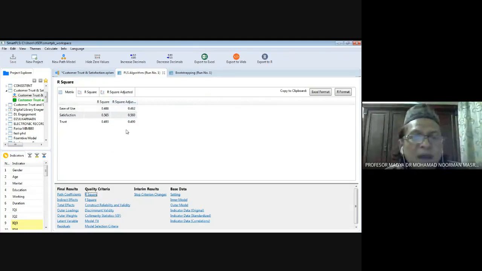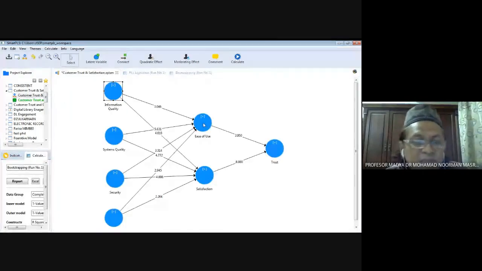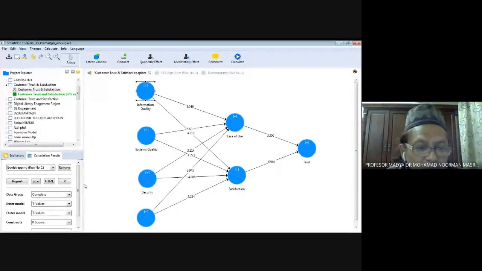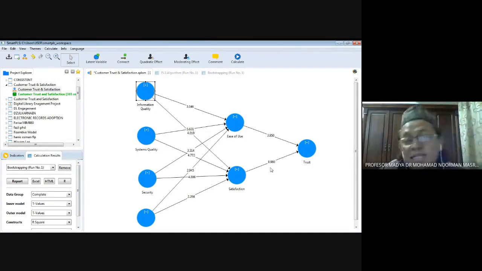Now what do we mean by R square? R square is actually here, when you click here, in your framework. Look here, the dependent variables are trust, ease of use, and satisfaction. They are dependent on the independent variables: information quality, system quality, security, and also privacy.